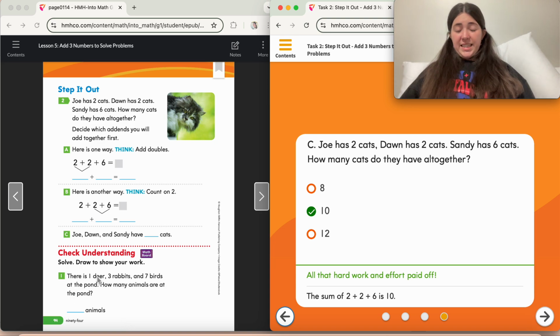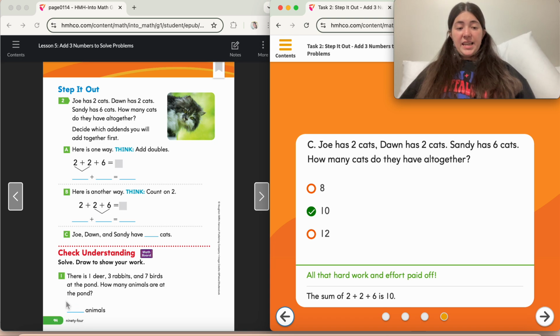There is 1 deer, 3 rabbits, and 7 birds at the pond. How many animals are at the pond? One more time. There is 1 deer, 3 rabbits, and 7 birds at the pond. How many animals are at the pond? Solve that with any strategy you would like. Write your answer right here.